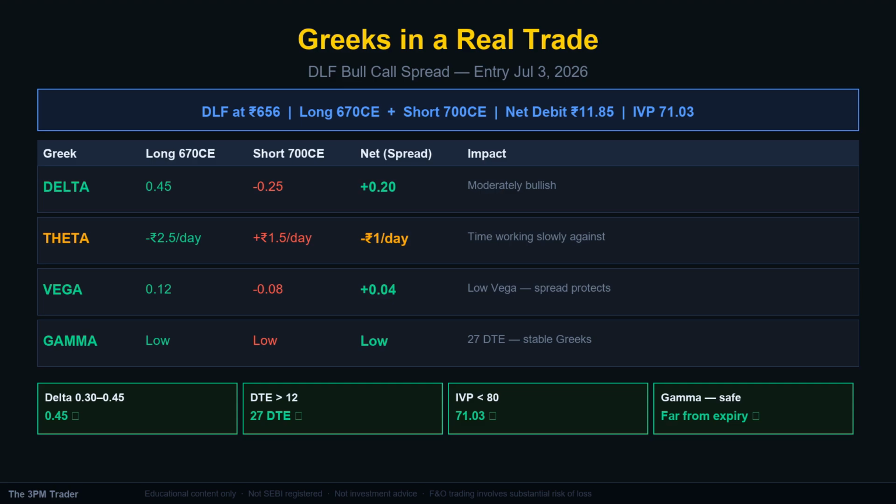Vega was 0.12, and with IVP at 71, I used a spread to limit Vega exposure. The short 700 call offset part of the Theta and Vega, reducing my net Greeks. Net delta 0.2, moderately bullish, net Theta minus 1 rupee per day. The spread made the position robust, not just directional, Greek adjusted. This is how you put the theory to work.